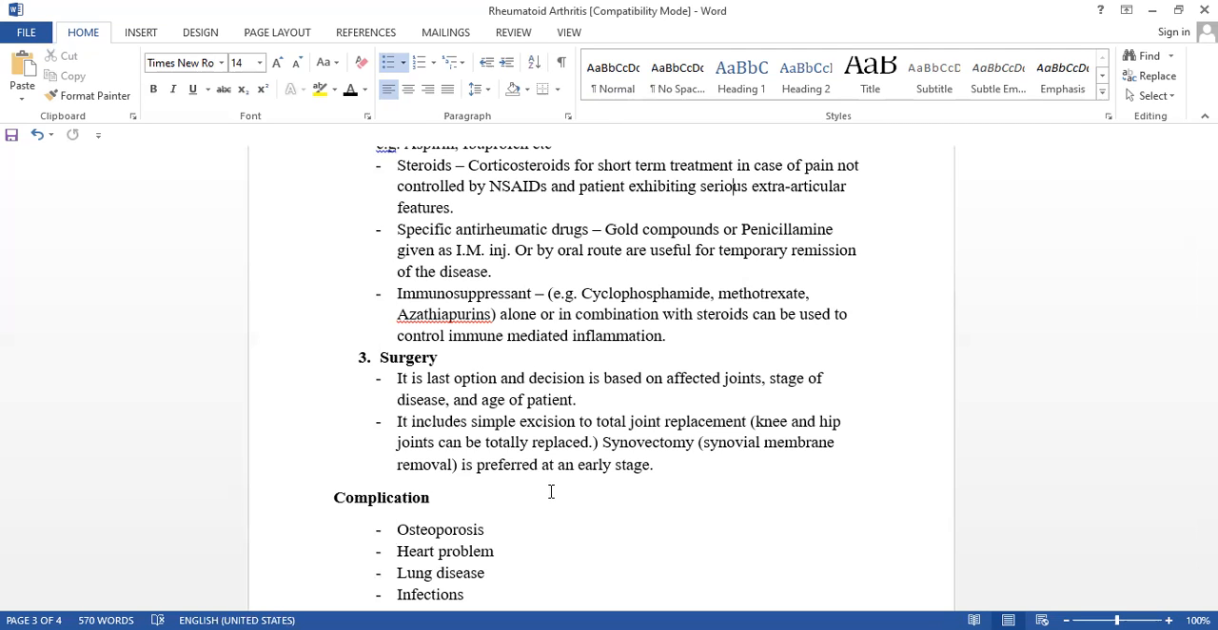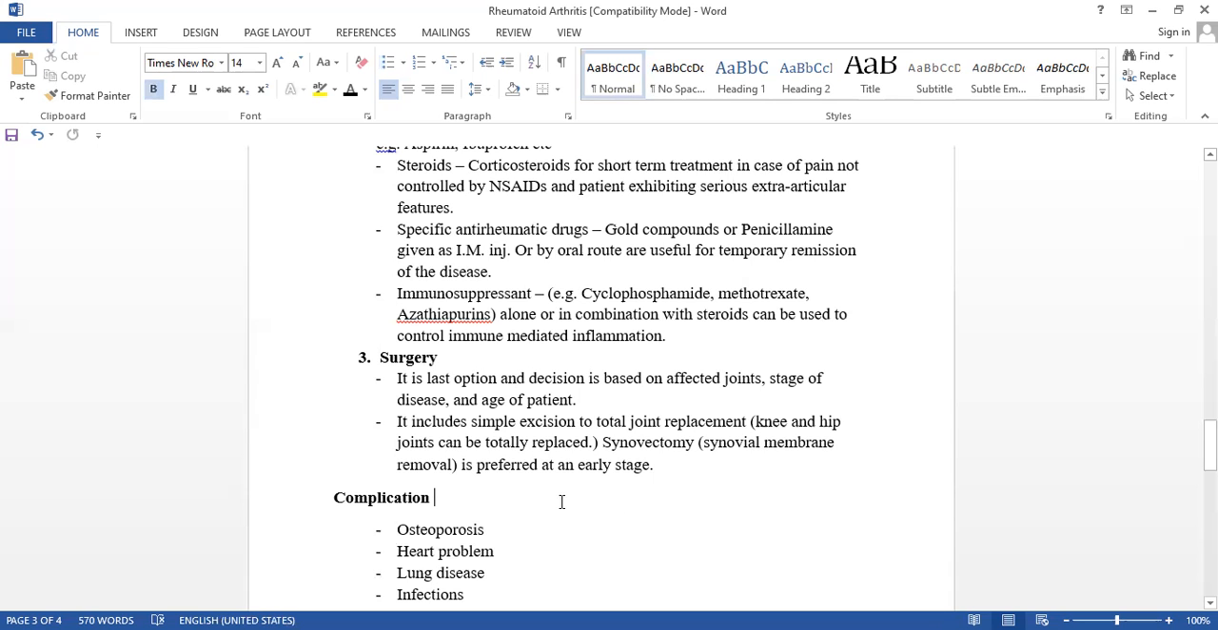If it is an early stage, then only we can prefer it, otherwise we will not, because it is age dependent. Already I said, it depends on which joints are affected, the stage of the disease, and even the age of the patient. If early age, 30, 40, below 50, then only we can go for this surgery.